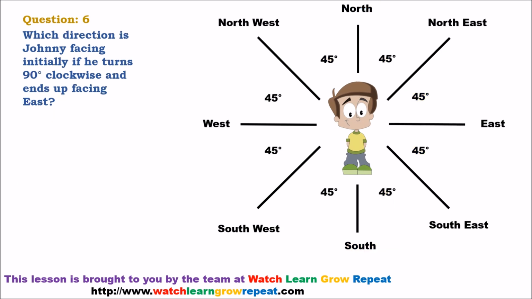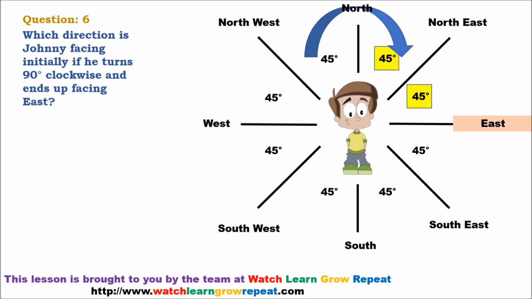Question number 6. Which direction is Johnny facing initially if he turns 90 degrees clockwise and ends up facing east? So if Johnny was facing northeast and turning clockwise, he will only have to turn 45 degrees and end up at east. But Johnny is actually turning 90 degrees, so we need to go 45 degrees further back.